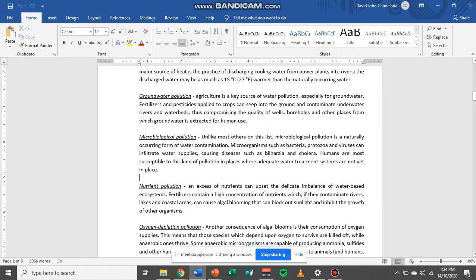So next is nutrient pollution. Why is it considered pollution, since aquatic organisms need nutrients, right? Why is it also considered pollution? Any excess in nutrients can upset the delicate balance of water-based ecosystems. Fertilizers contain a high concentration of nutrients, which, if they contaminate rivers, lakes, and coastal areas, can cause algal blooming that can block out sunlight and inhibit the growth of other organisms.